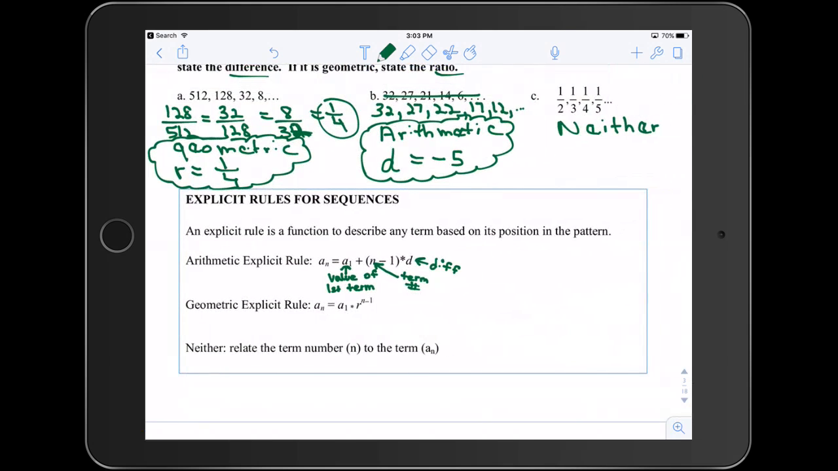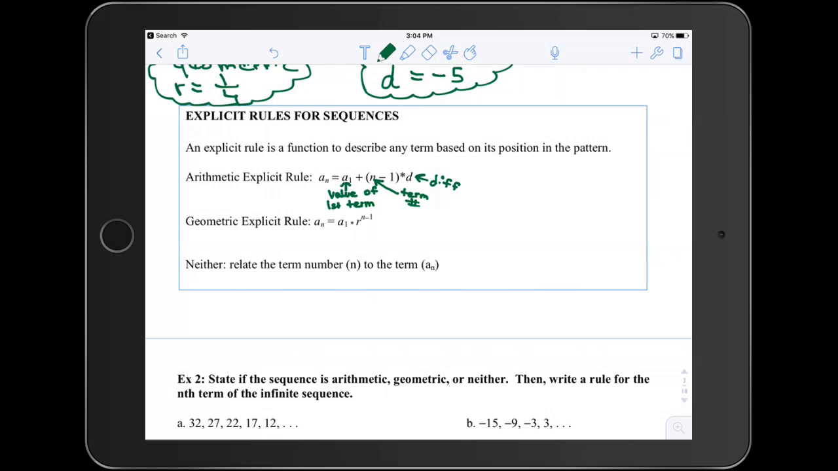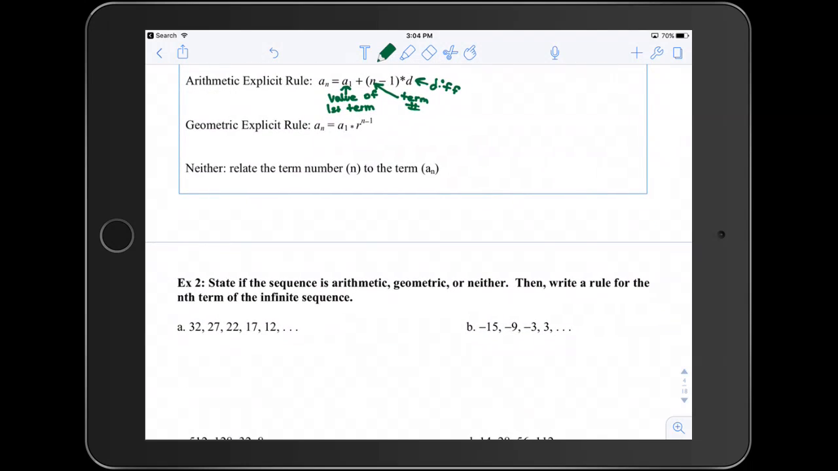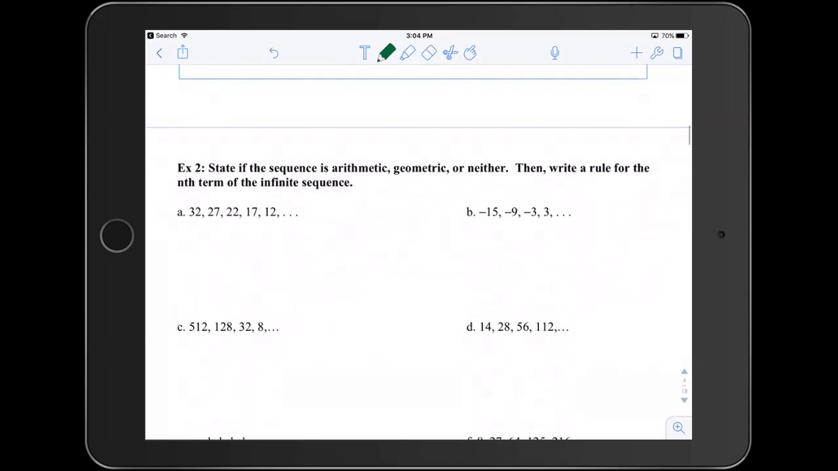Rather than going through each one of them, I think I want to first just focus on that arithmetic explicit rule, so you have that down before we throw the geometric at you, even though you'll see that there's a lot of connections to prior math with all of these.